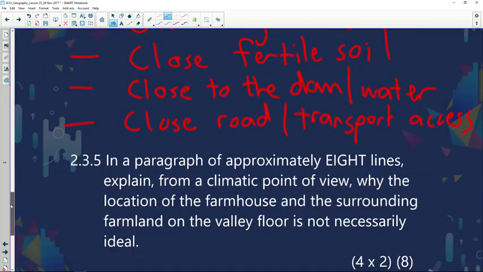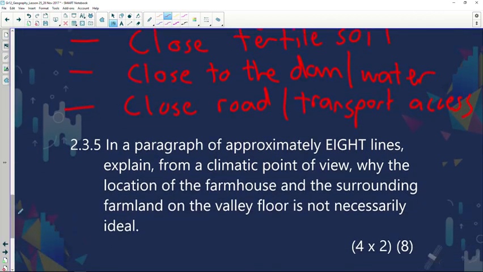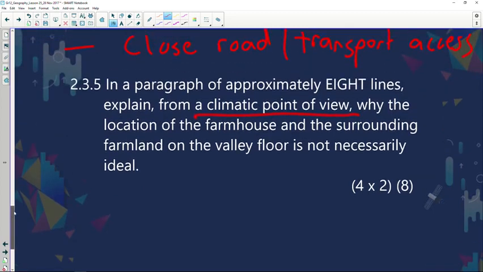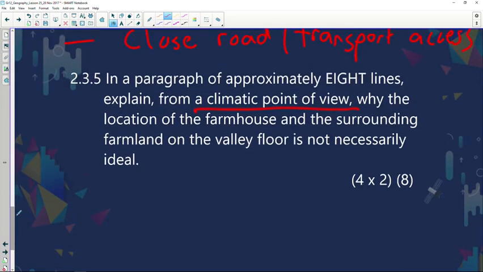Now, if you look at question 2.3.5, in a paragraph of approximately 8 lines, explain from a climatic point of view why the location of the farmhouse and the surrounding farmland on the valley floor is not ideal. Okay, when we look at this question, we need to have a look at the influence of valley climate on settlement. Now, I'm going to discuss question 2.3 with you.